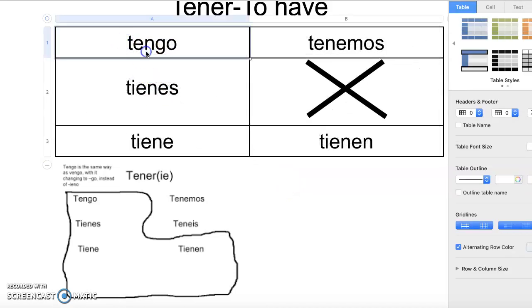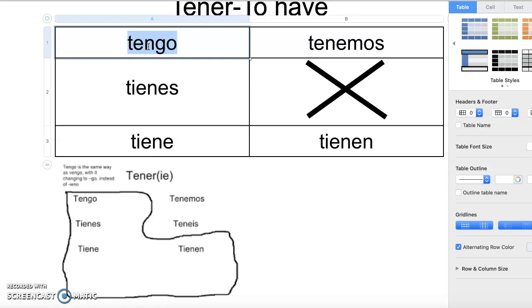But the cuff of the boot or the yo form, so stay with me, yo tengo, this very top one here, does not have a stem change. I don't have TIE, I have TE. But something weird happens at the end of that verb. I have GO and not just O. So that's where it's irregular.